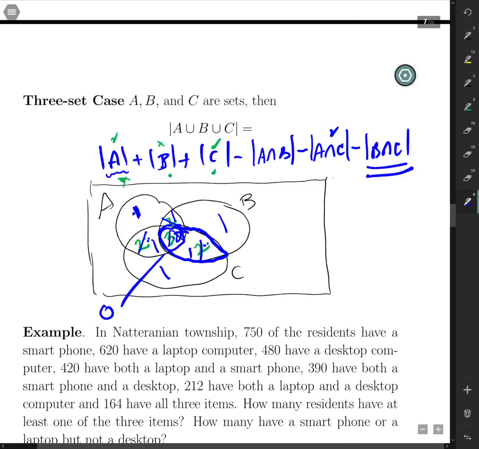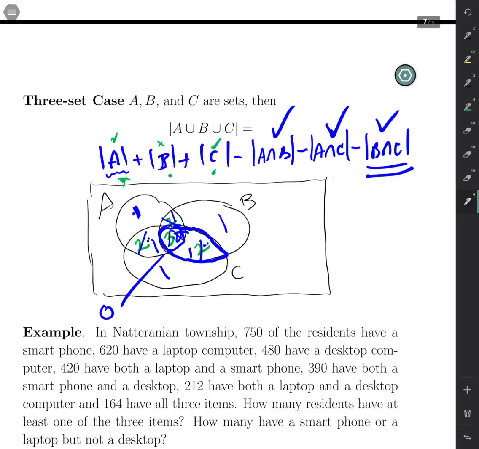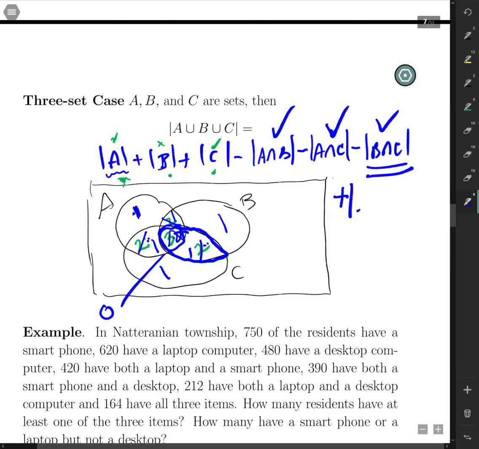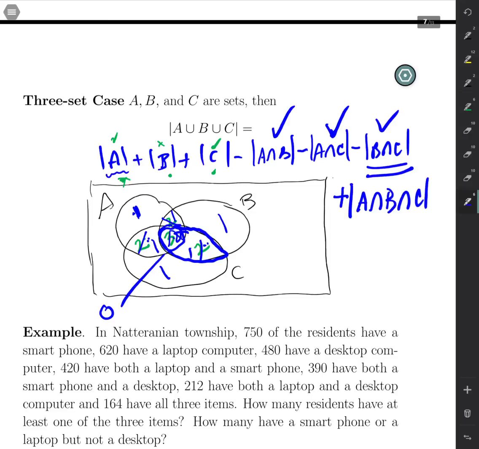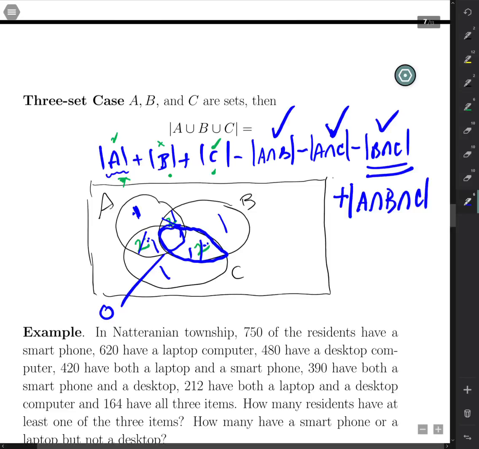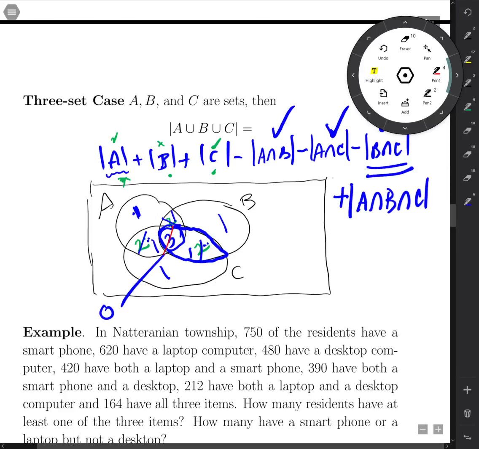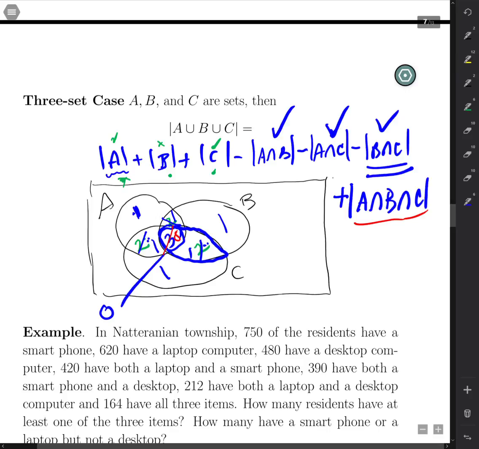You see I've knocked it down to 0 because everything in the intersection of all three is counted here, here, and here. So I've subtracted it 3 times, which is how many times it was counted, but I want to count it once, so I have to add back in the number of things in the intersection of A, B, and C. So that's how this little formula comes about. It's pretty straightforward to see. I've kind of made it a little ugly in that blob there, but it started out being counted 3 times, and in the end it got counted 0 because I removed it 3 times, so I had to add it back in. Yeah, so there's the formula right there.